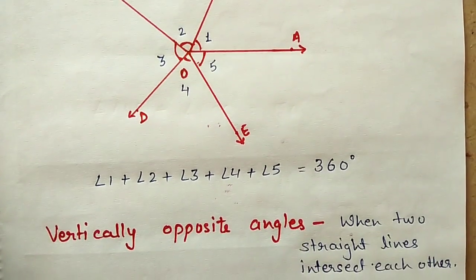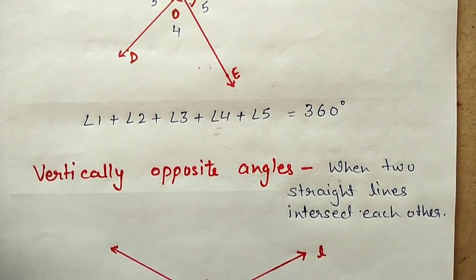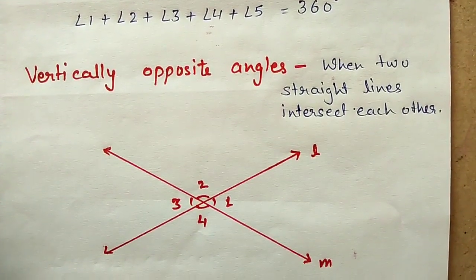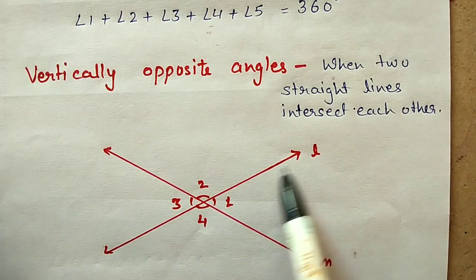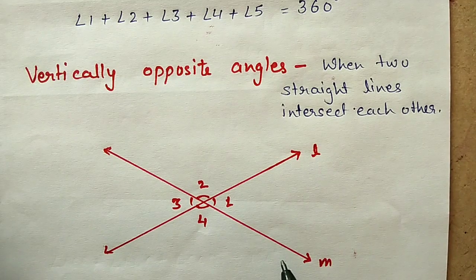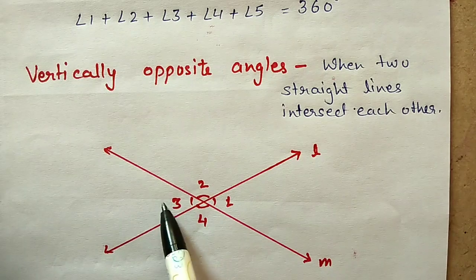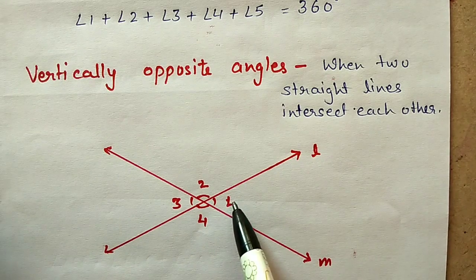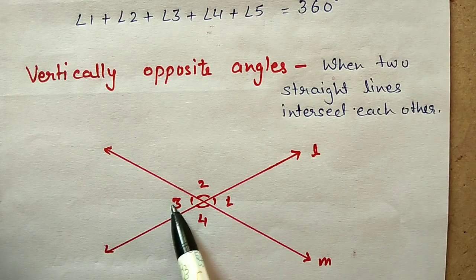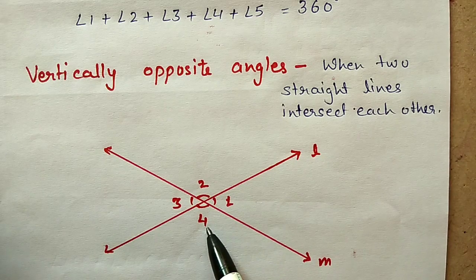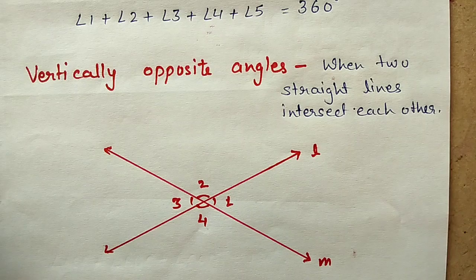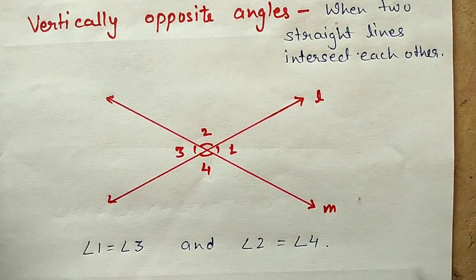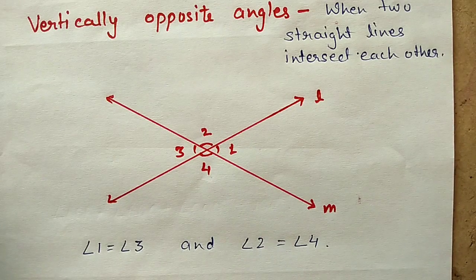Next we have vertically opposite angles. If two straight lines intersect each other, in that case the opposite angles we will call vertically opposite angles. So here 1 and 3 are vertically opposite, 2 and 4 are vertically opposite, and one relation is there between these two angles. These angles will be equal. 1 and 3 will be equal, 2 and 4 will be equal.